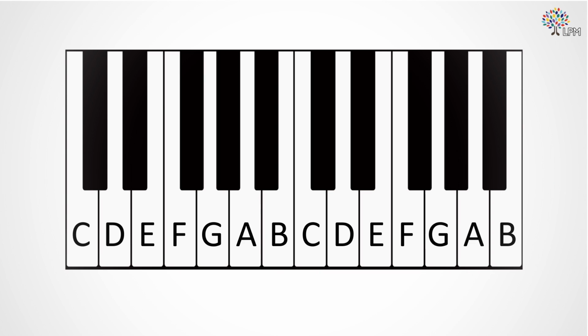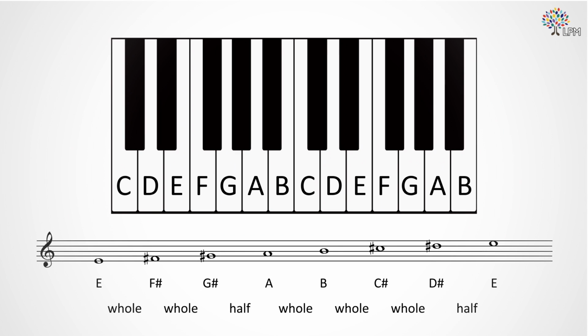So what happens if we want to have a major scale, but starting on a note other than C? Well, we have to use the black keys. Let's try building an actual major scale on E now. 1, 2, 3, half step here, 4, 5, 6, 7, another half step here, up to the top.